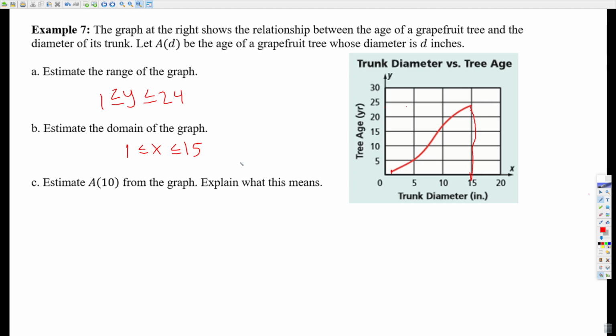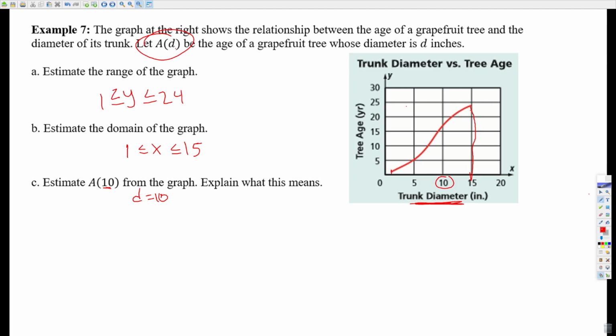And lastly, maybe something new is reading this instead of off of a table, but off of a graph. Estimate A of 10 from the graph. Explain what this means. So 10 is going in for the letter D. So this is giving us the diameter of 10. So if we go to the trunk diameter, which is on the x-axis, and we go to 10, it's asking us to read where the graph is at when we go to 10 as a trunk diameter.